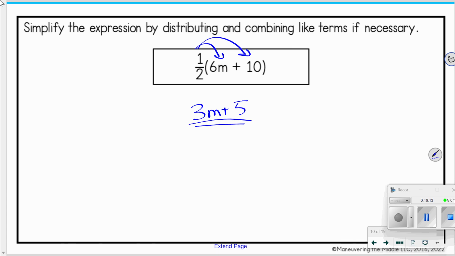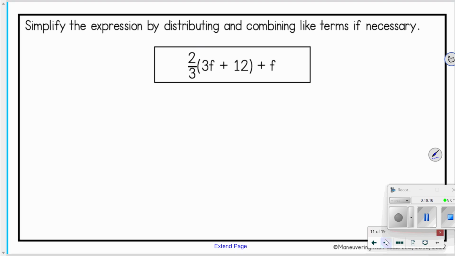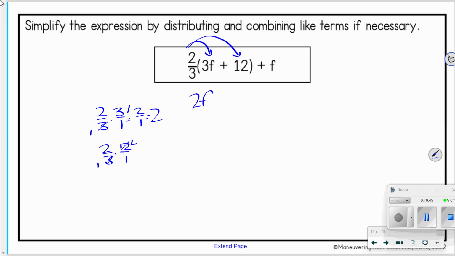Okay, questions on that one? Good, next one. Here's where we're getting even more fun, because now we have to make sure we understand how to multiply our fractions. Now, this one, I would start to expect to see some of you writing your work out. So if I'm doing 2/3 times 3, my 3's cancel out, becomes 2 over 1, which is 2. So that means that first one is 2F. 2/3 times 12, I can do a cancellation. 1 and 4 gives me 8 over 1, which is 8. So that's plus 8 plus F.